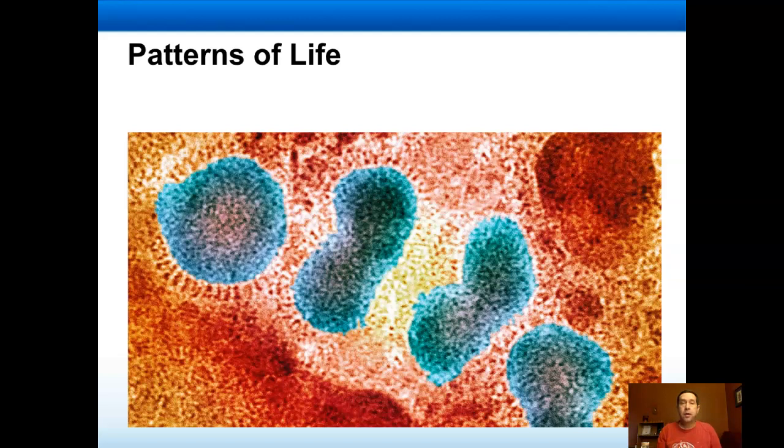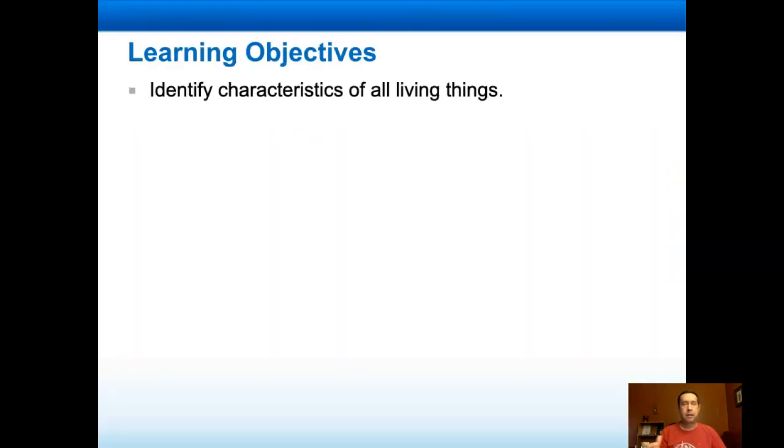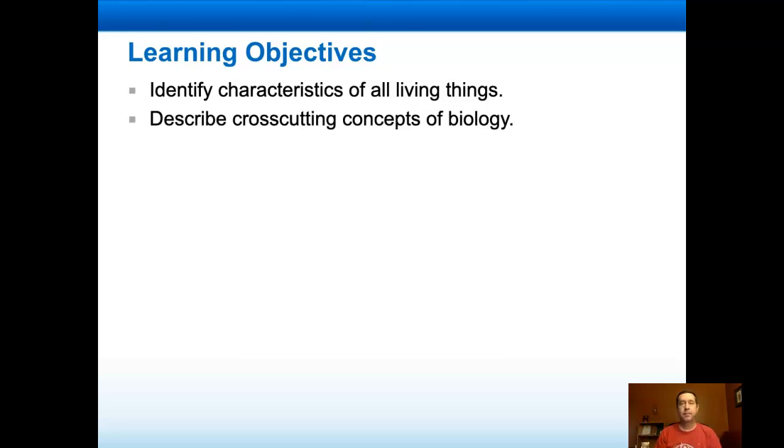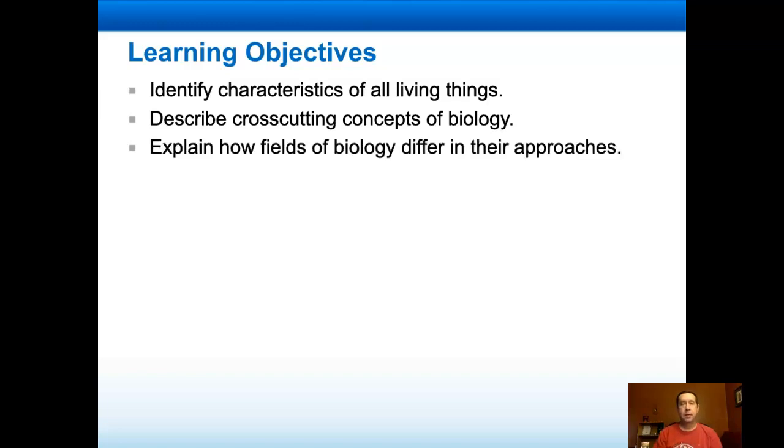All right, in this video, we're going to talk about patterns of life, characteristics of life, the study of life. So, we're going to look at the characteristics that identify living things as living things. What are the traits that all living things have? We're going to look at cross cutting concepts in biology. And we're going to look at how fields of biology differ in their approach to the study of living things. Also, going to talk about the importance of the metric system in biology and science in general.